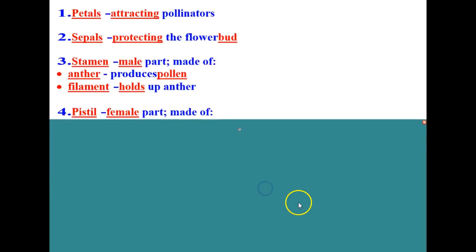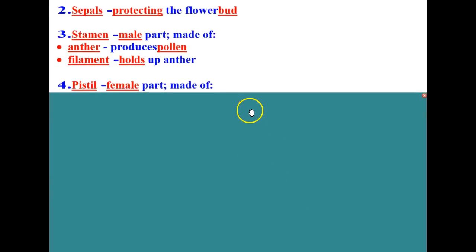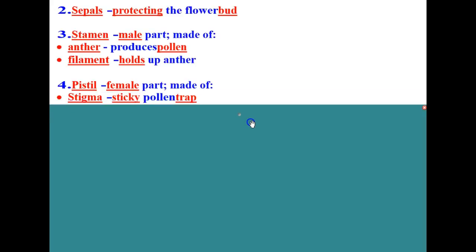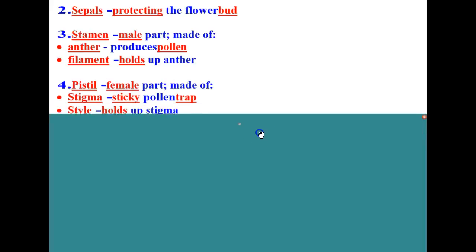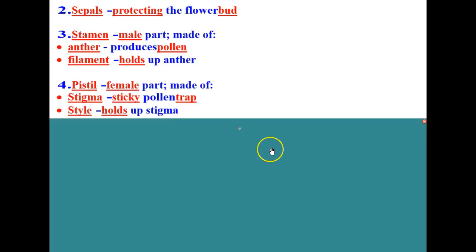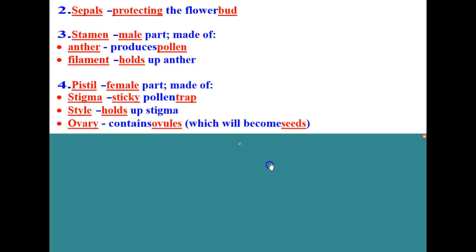The pistil is the female part of the flower, and it is made up of, from top to bottom, the stigma, which is sticky and functions as a pollen trap. So a good way to remember this is sticky stigma. The style, which is the slender stalk that holds up the stigma into the air. And the base of the pistil is called the ovary. And it contains the ovules, which hold the eggs, which when fertilized will become seeds.